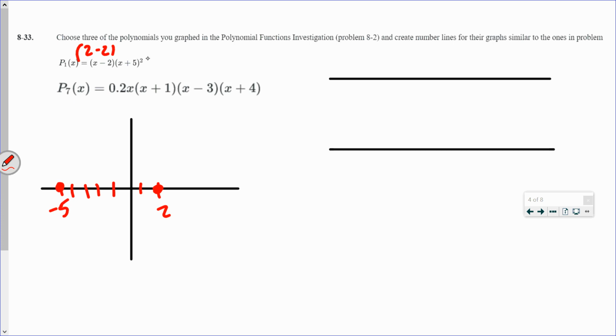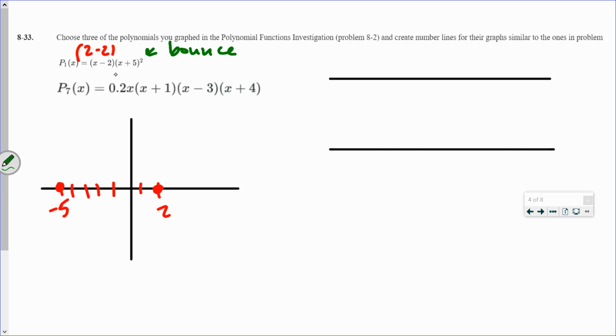Now, I notice, though, that it has that squared. So that's a repeated root. Whenever we have a repeated root, it's going to bounce. So what I want to think of is, well, what's the degree? Is it even or odd? And do I have any bounces?